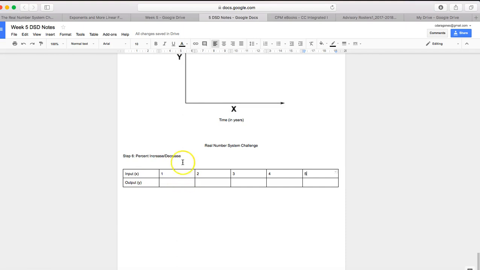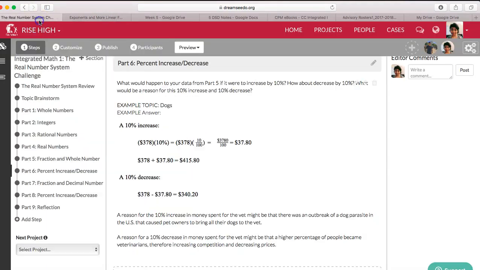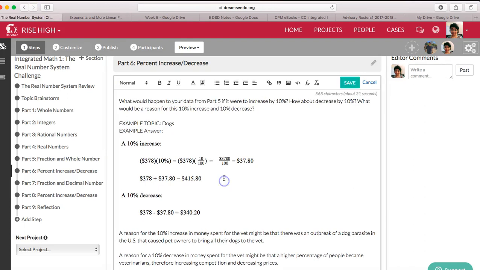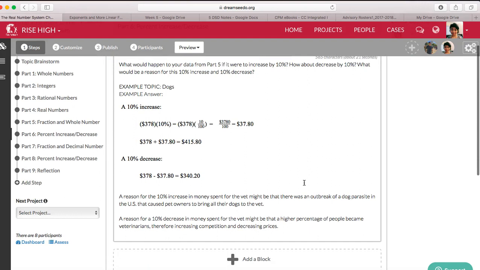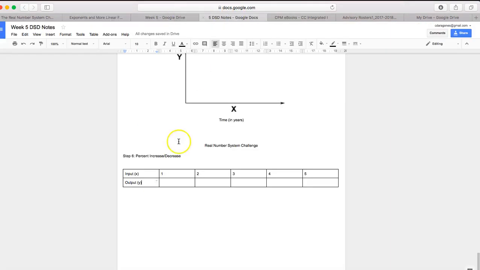Okay, so what's going to go in your output? Your output is going to be the statistic you chose. So for me, my topic was dogs, and the statistic I chose was $378, how much money people spend per year at the vet for their dogs. So the very first point is that statistic you chose, without the percent increase, without the percent decrease. So 1, $378.